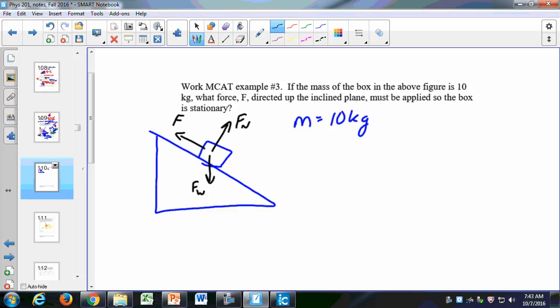So take just a minute to get a head start. Draw your coordinate system. Remember our coordinate system is x-axis, y-axis. Go ahead and draw your coordinate system. Determine what your angles are. I'm going to tell you that this angle is 30 degrees. Let's go ahead and draw your free body diagram now too, where you label all the vectors.